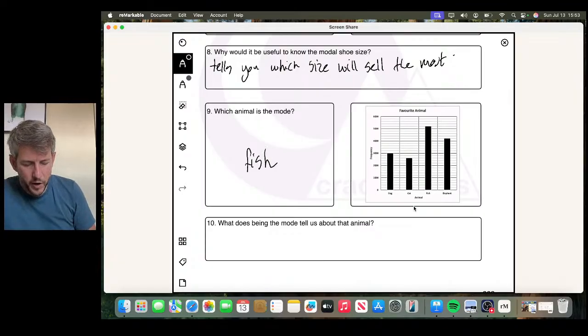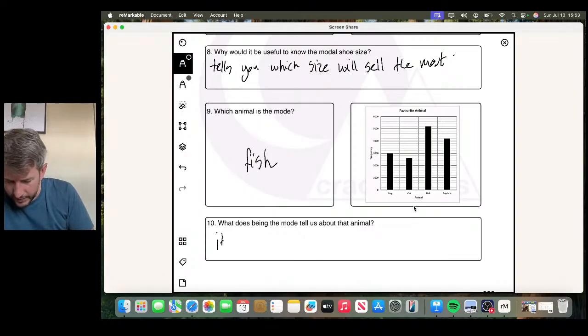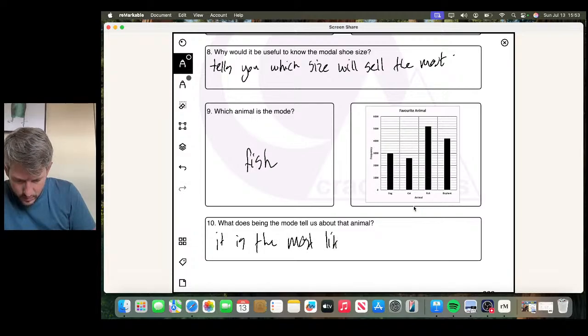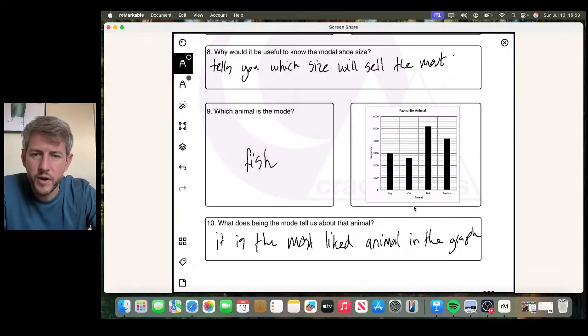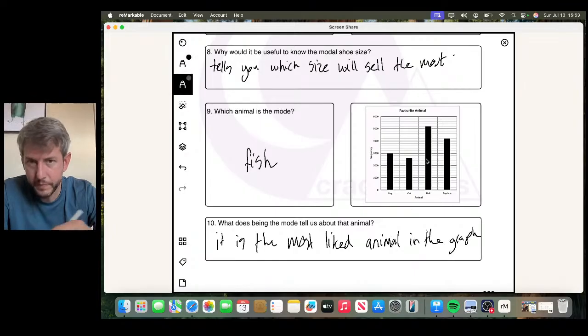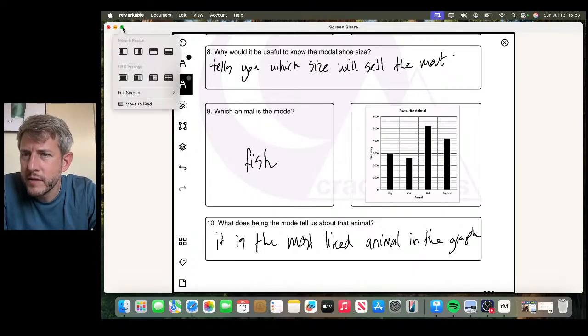What does being the mode tell us about that animal? It tells us it is the most liked. Okay, there we go. It's the most liked animal that's in the graph. Okay, right. Let's find out what this is. So here we go.